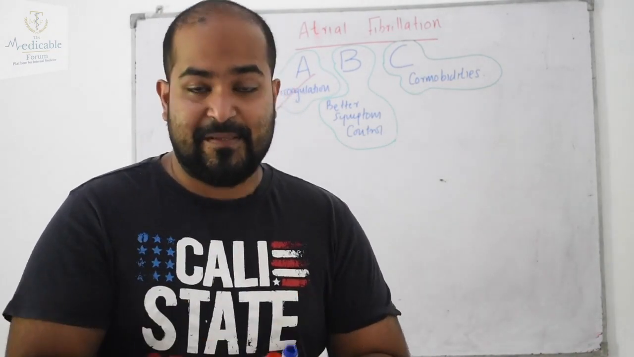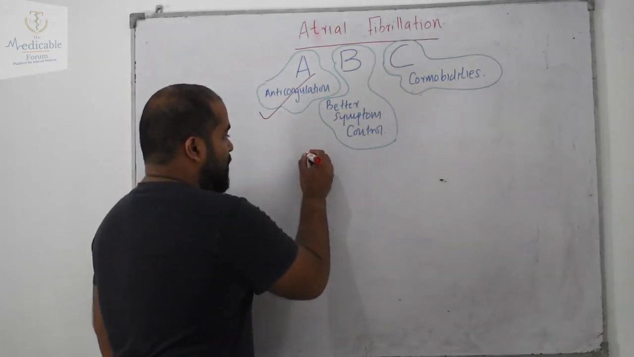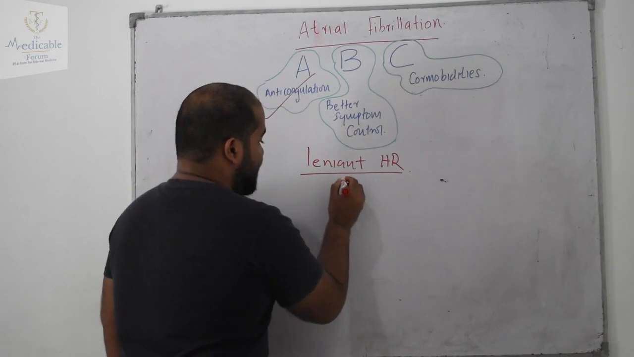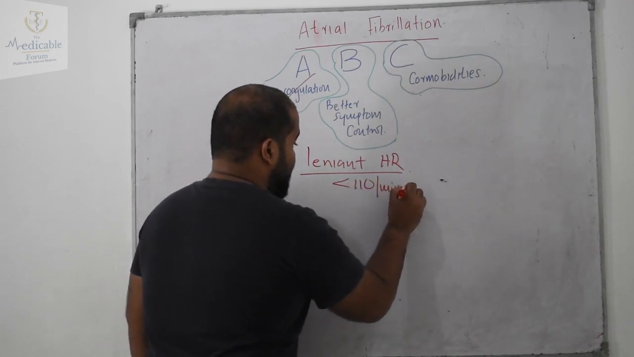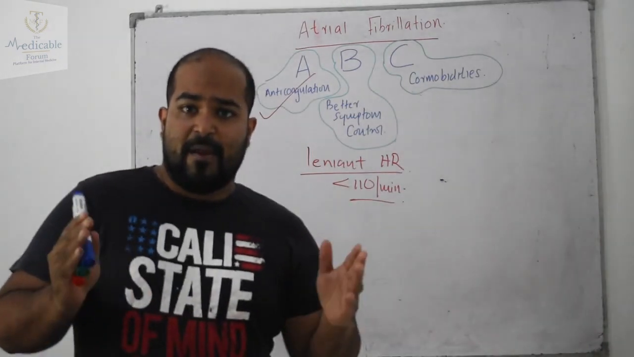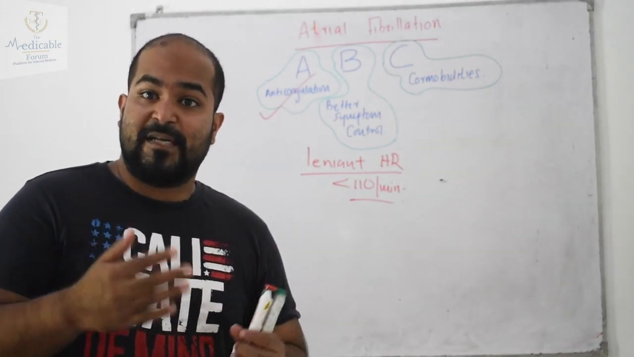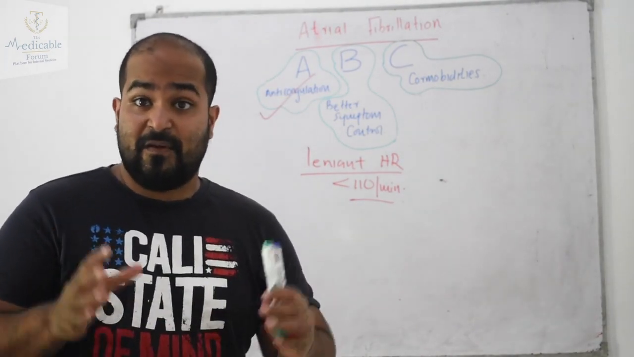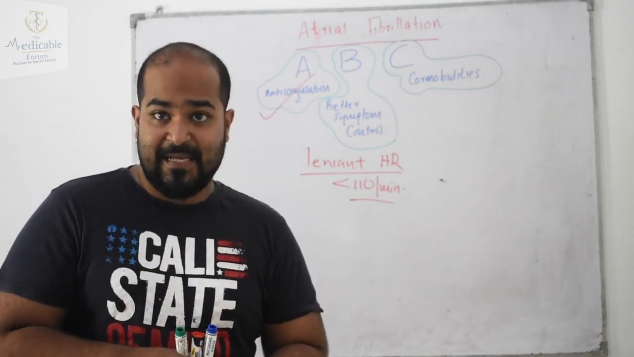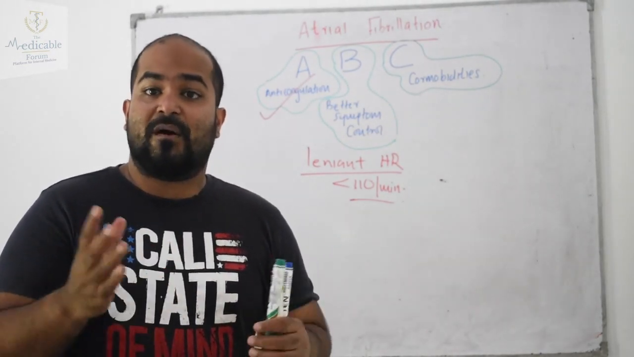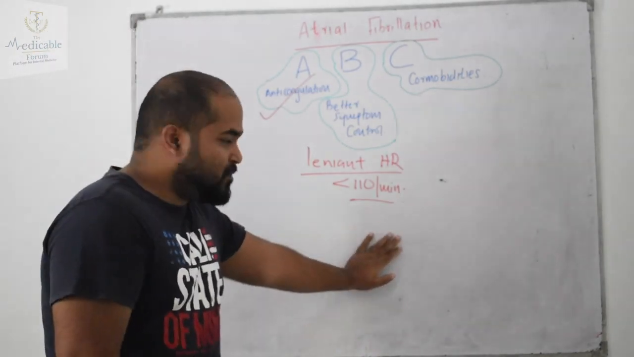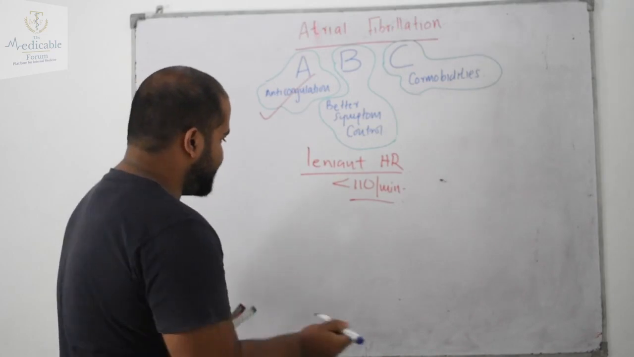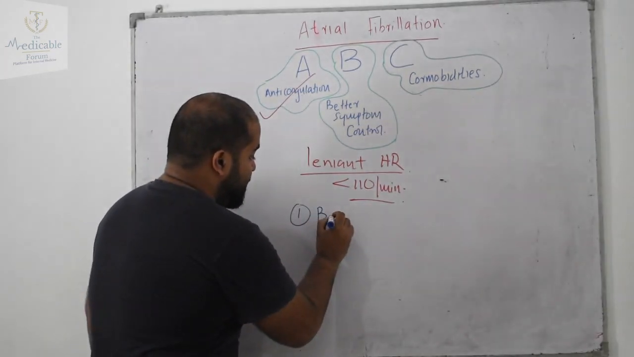Now, if he is in AF, the next step is how to control the heart rate. We have a concept called the lenient heart rate, which is less than 110 beats per minute. How do we know that this is the lenient heart rate? Depending on the patient's day-to-day activities, we continuously monitor their heart rates by smartphones, smartwatches, or attached cardiac monitors. We monitor their heart rates according to their day-to-day activities and see what sort of heart rate makes them more comfortable. By evidence, they have come to a conclusion that keeping a heart rate less than 110 is a lenient heart rate. So what are the options we have? We have beta blockers.